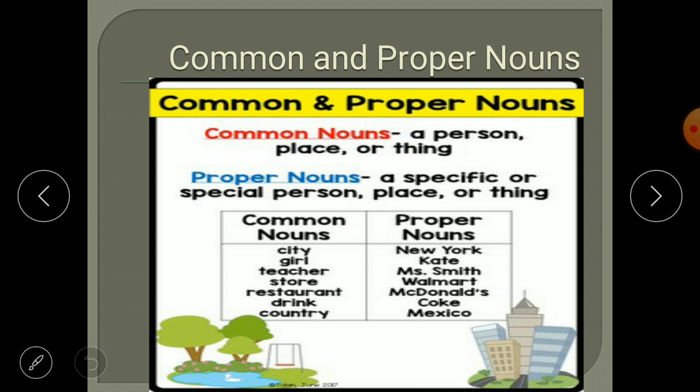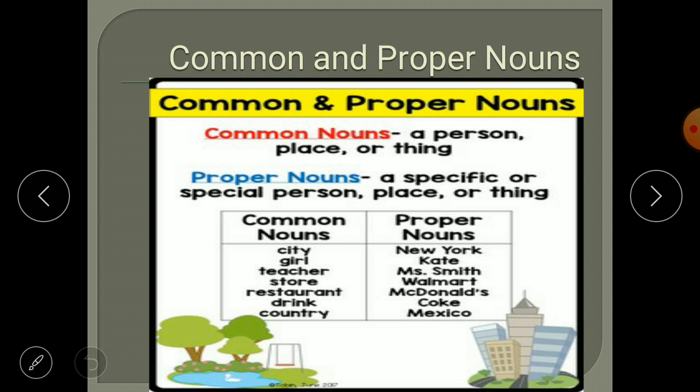Then store. There may be so many departmental stores in the city. But when we say I want to go to Walmart, then it means we are talking about that particular store whose name is Walmart. Drink. I like to drink cold drinks. Here it means any cold drink. But when I say I like Coke, then we are talking specifically about Coke only.